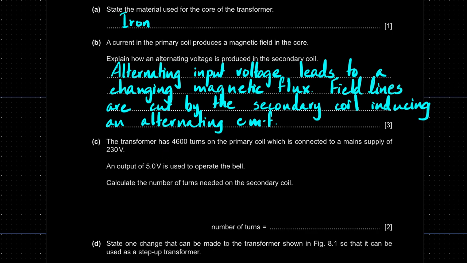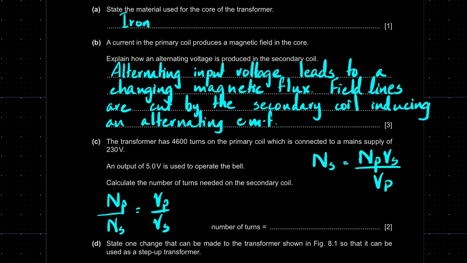Primary has this many turns, is connected to a supply of this much, output of this much is needed. Calculate the number of turns needed on the secondary coil. So NP over NS equals VP over VS. I need NS, so, again, it's just my choice, I'm doing this first in symbols. So NS equals NP times VS over VP. NP is 4600, VS is 5, and VP is 230, right? So this gives me exactly 100 turns as the answer.